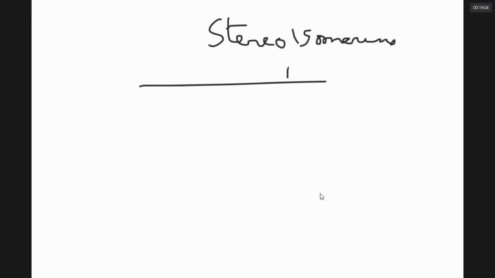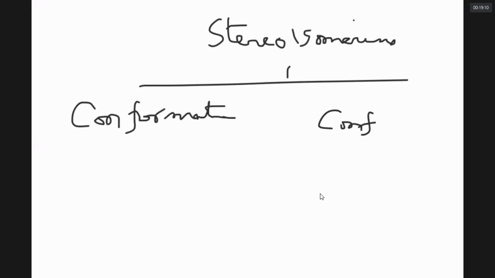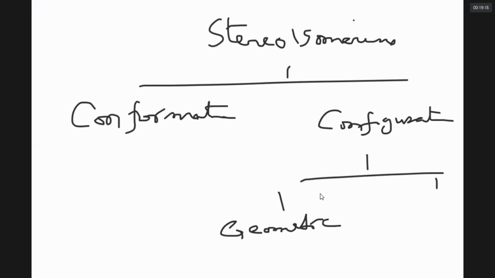It is of two types: conformational isomerism and configurational isomerism. In configurational isomerism, there are two types: geometric isomerism and optical isomerism. Now we are looking at conformational isomerism.